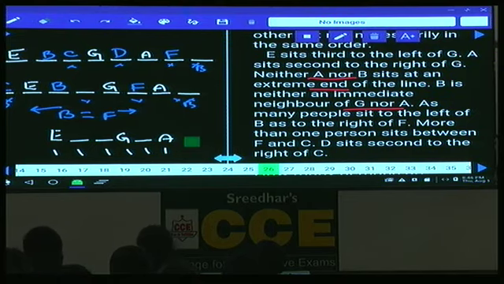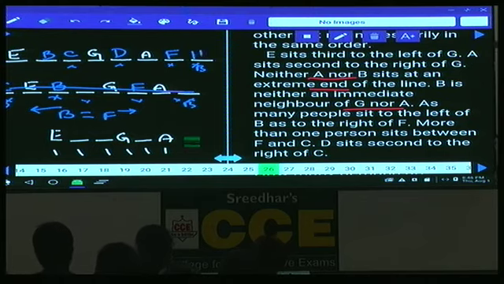Here in the second case, D sits second to the right of C is not possible, and this case is completely ruled out. Now we are left with this one. H must be at the extreme end. Clear now? Now this is about question numbers 26 to 30.